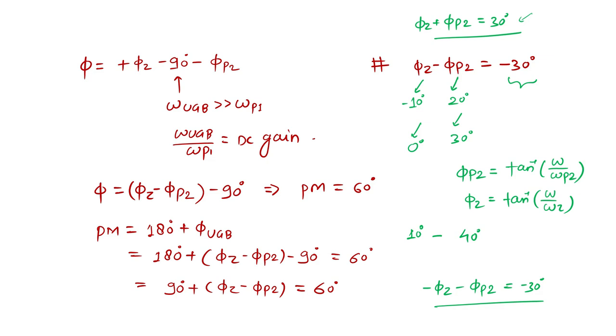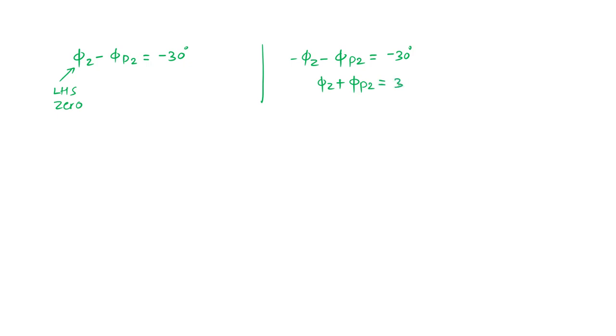So even if they are equal, let me explain this concept. Okay, the relation phi g minus phi p2 equal to minus 30 degree. This relation I am getting for phase margin of 60 degree, when my 0 is the left hand side 0. Second case, minus phi g minus phi p2 equal to minus 30 degree. Same for the 30 degree phase margin: phi g plus phi p2 equal to 30 degree.